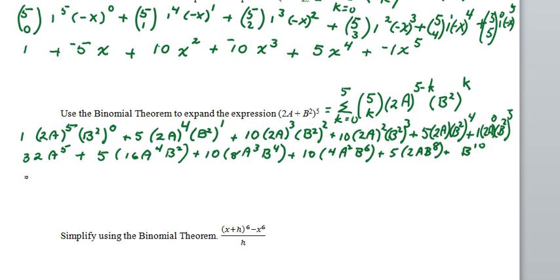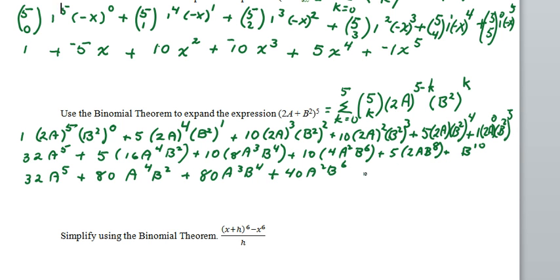Simplifying one more time gives us 32a to the 5th plus 80a to the 4th b squared plus 80a cubed b to the 4th plus 40a squared b to the 6th plus 10ab to the 8th plus b to the 10th. 6 terms.